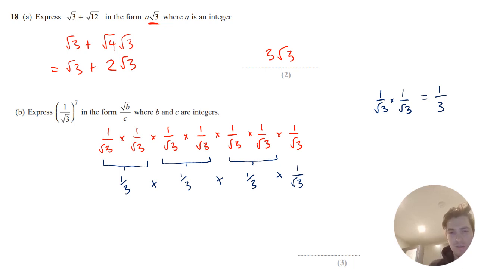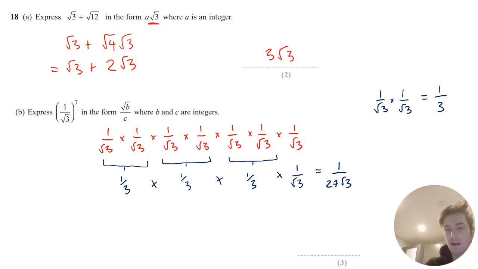Now, let's multiply out all of these fractions. What are the numerators? They're all 1. 1 times 1 times 1 times 1 equals 1. Now the denominators. 3 times 3 times 3 is 27. So it's 27 root 3.